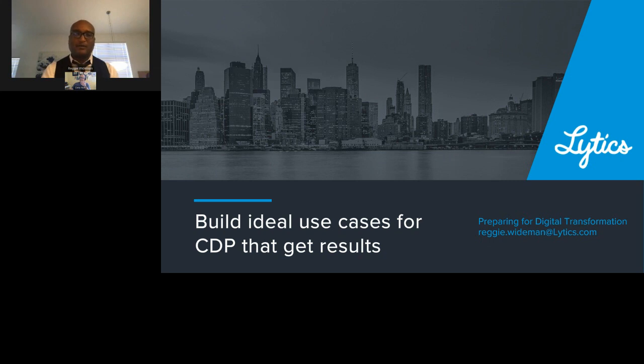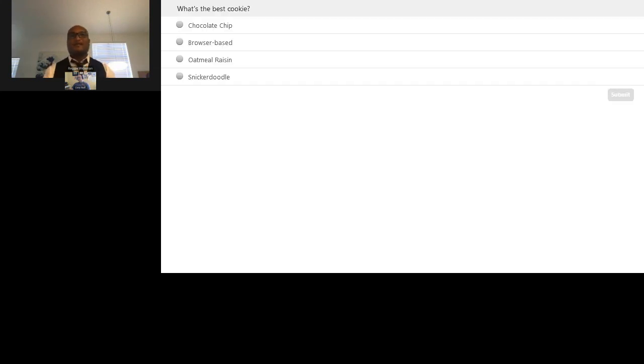But first, let's take a poll. All right, what is the best type of cookie? Chocolate chip, browser-based, oatmeal raisin, or snickerdoodle? When we get to the end, we'll see the results. We'll give you another 30 seconds to make your selection. I know it's a very difficult choice. And then we'll jump into today's content.